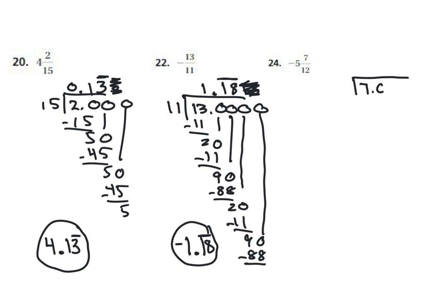So 7 goes inside the house. Bring your decimal up, and we're going to divide by 12. 12 doesn't go into 7, but 12 goes into 70 5 times. 5 times 12 is 60. So we take away and bring down a 0. And now we could say 12 goes into 100 8 times. 8 times 12 is 96.